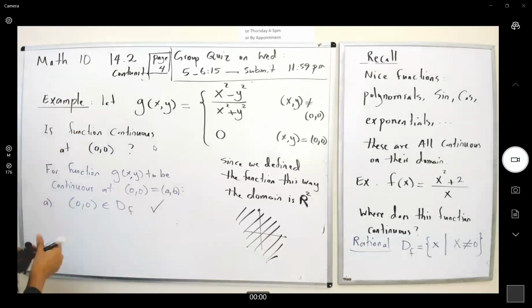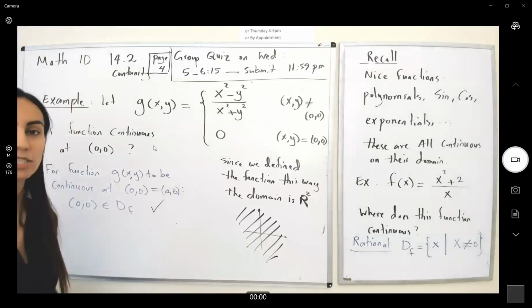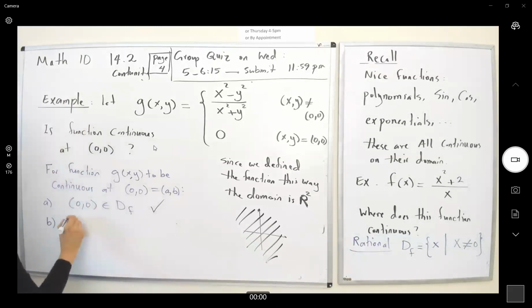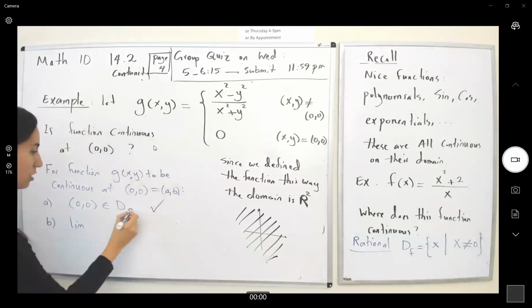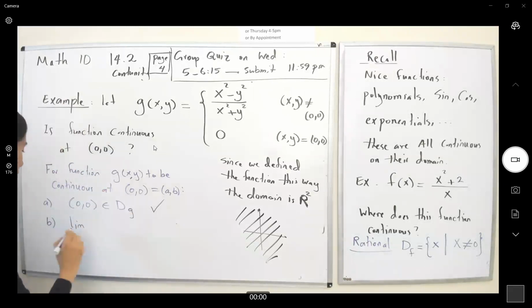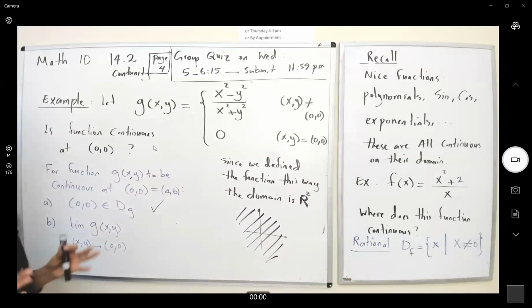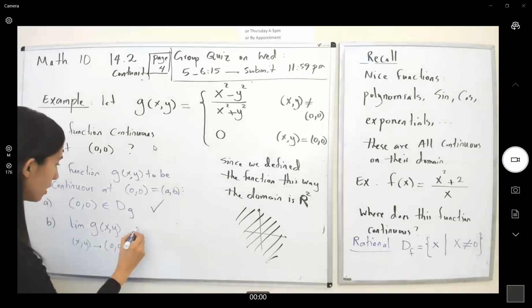Second condition. So the first condition is met. The second condition says the limit of the function exists. Limit of the function, this is g here. I'm using g, please correct that. Limit of g of x and y, while x and y approaches 0 and 0. It exists.